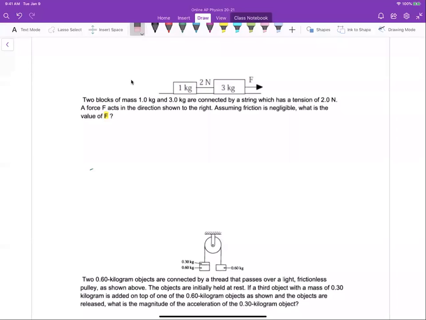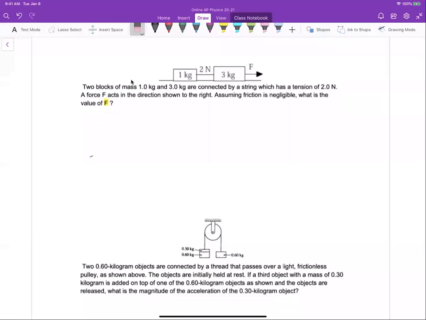All right, this is our solutions video for the coupled motion worksheet. We have the first problem. We have two blocks, one of mass 1 kilogram and one of 3 kilograms, and a string between the 1 and 3 kilogram blocks with a tension of 2 newtons. We have a force F, which is unknown, and we have been asked to find the force F.